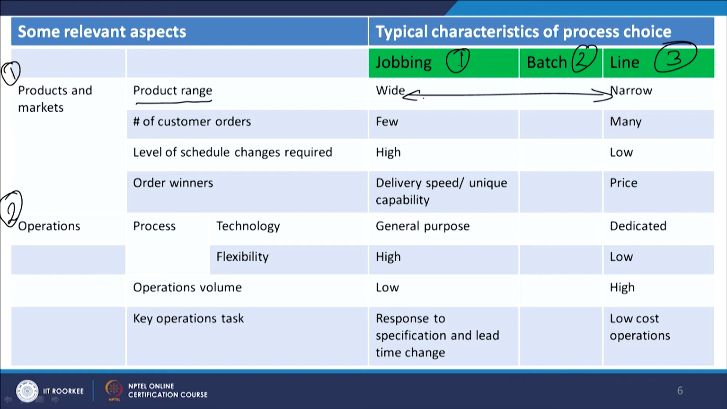So, you have either a wide product range or a narrow product range. Now, type of customer orders. So, customer orders in terms of numbers. So, customers may have few orders or customers may give many orders on a regular frequency.